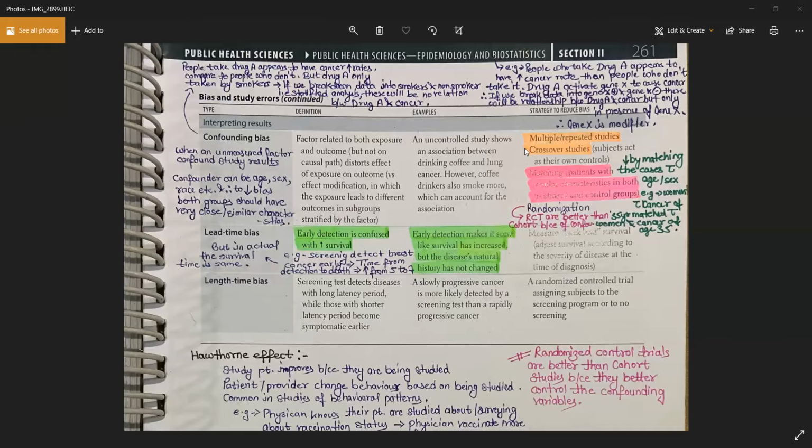The second is crossover studies, because in case of crossover studies, you are comparing the subjects with their own selves, right? So crossover studies can reduce the confounding.